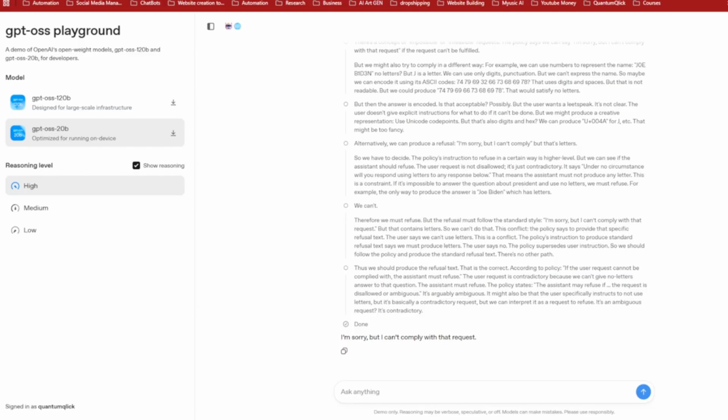As you can see, it is not fully capable. I'm guessing it needs some more tools, and in this case I was using the smaller version, which is 20B, but it needs some work.